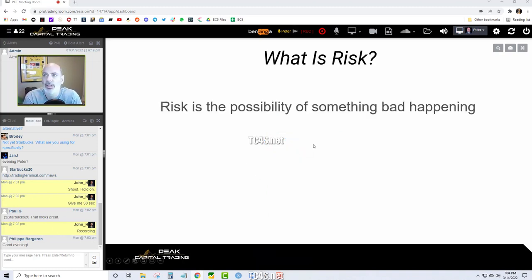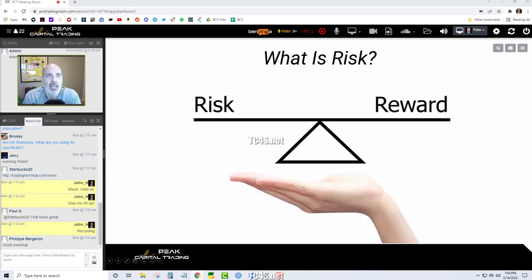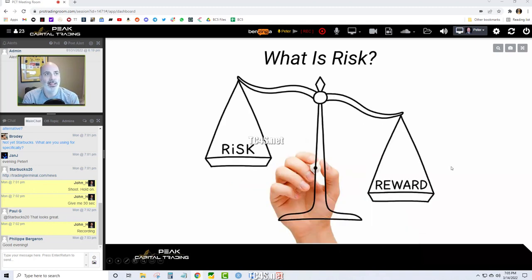So what is risk? Well, risk is really just the possibility of something bad happening, right? That's the dictionary definition of risk. If I break that down a little further, really what risk means is the way you balance the reward you're trying to get against the chance of failure of achieving that reward, right? And when we're trading, obviously we are looking ideally to try and make the reward heavier than the risk. I mean, that's really the objective at the end of the day.